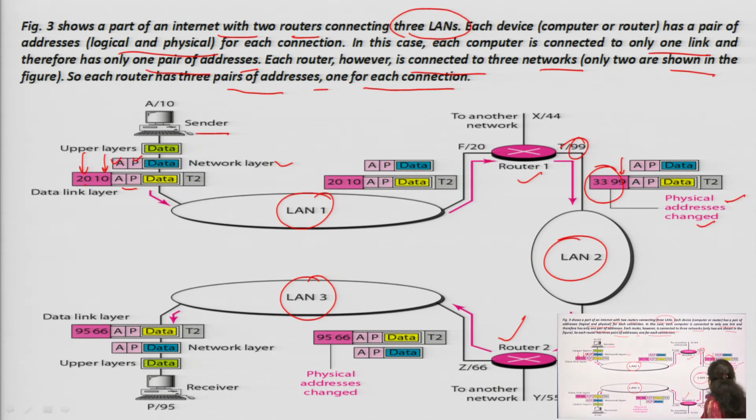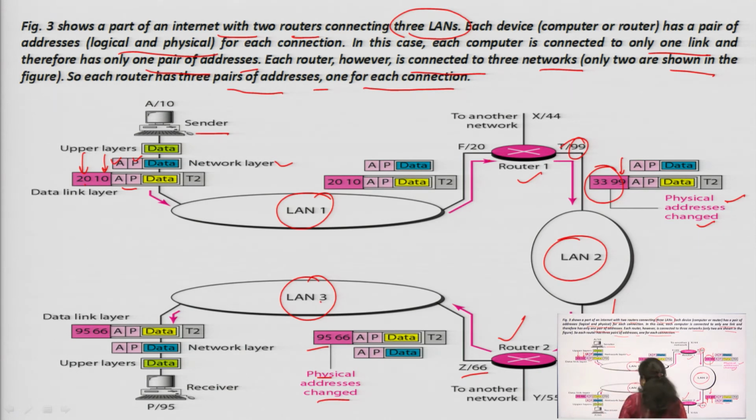Now, in LAN 2, the data will be received, which has the address 33 and 99. What is 33? 33 is the destination address, 99 is the source physical address, this is the AP logical address that you have added, and this is the data and the trailer bits. Now, since it is 33, it has to be changed to 66 and 95. Why 66? Because 66 is the address of the second router, so it has to be changed, then it is received at LAN 3. The physical address is again changed because the second router is involved in the communication.